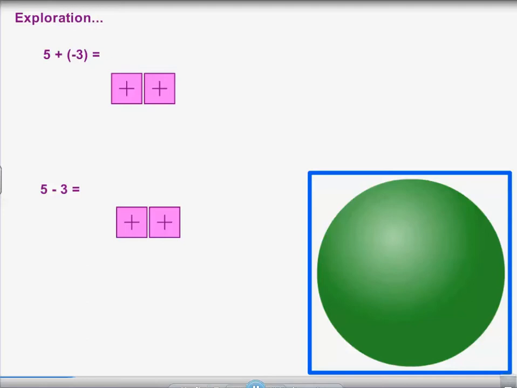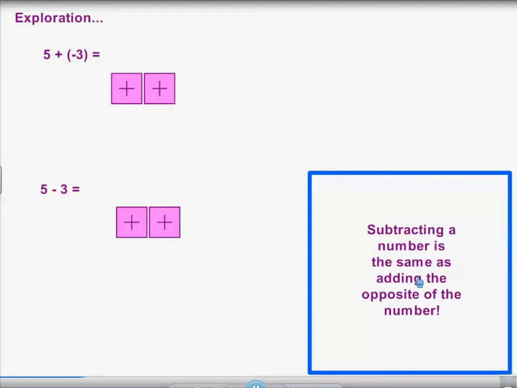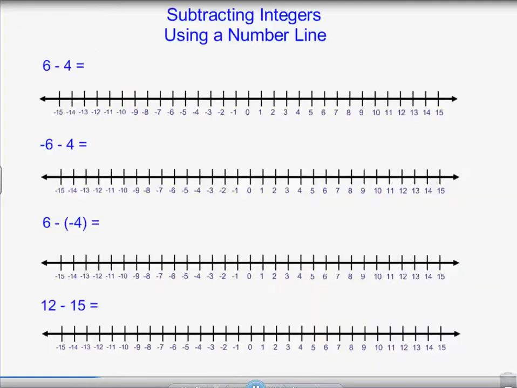So if we notice that these two problems gave us the same value, we've kind of discovered how adding the opposite and subtraction really are related. Subtracting a number is the same as adding the opposite of the number. So we can use the rules of addition to actually solve subtraction problems. So one technique to solve problems is by using algebra tiles.